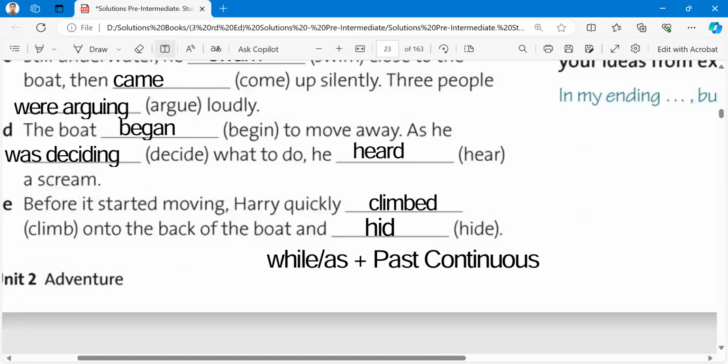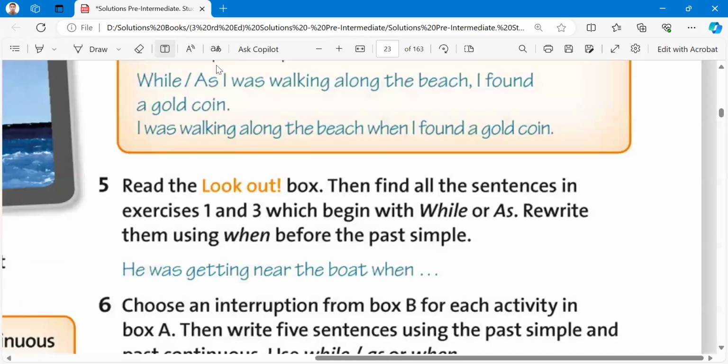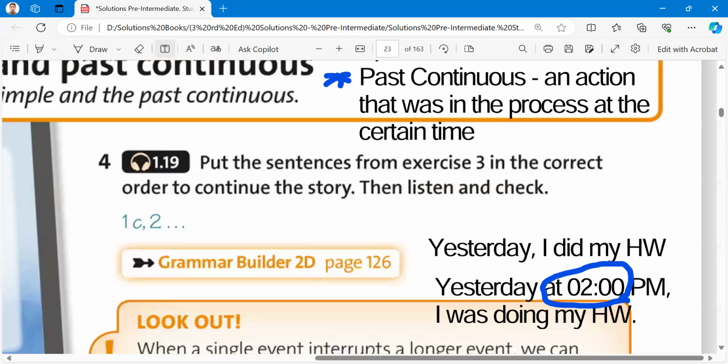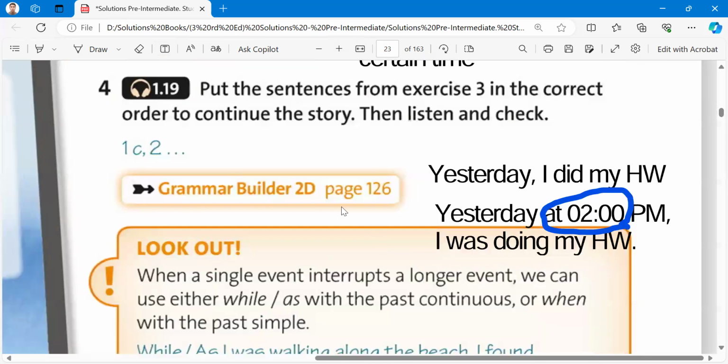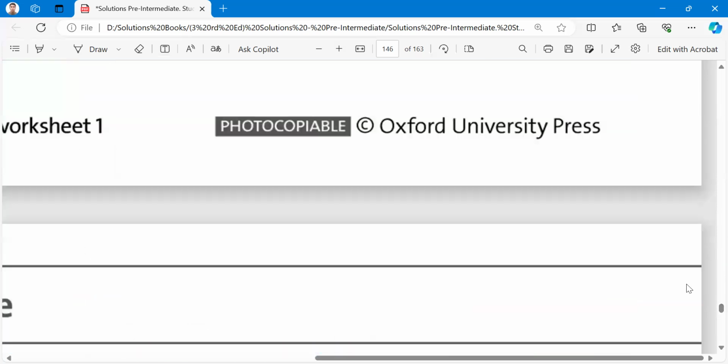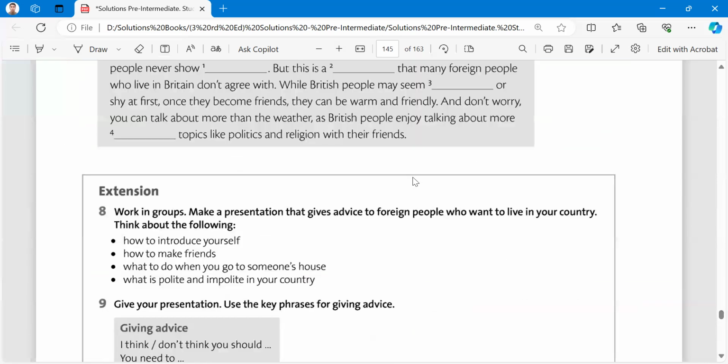Okay, now I can move to the next task here. There is no need to listen to it. No, you can do it yourself. Grammar builder. Okay, now let's do that. Page 126 here.